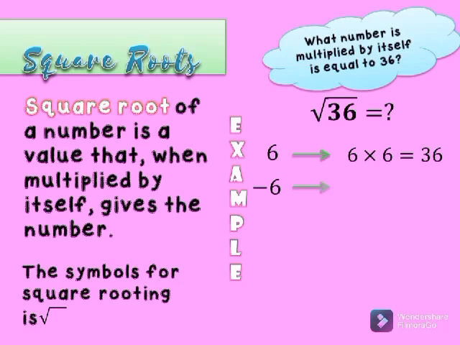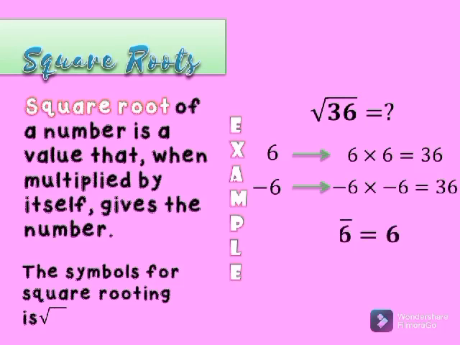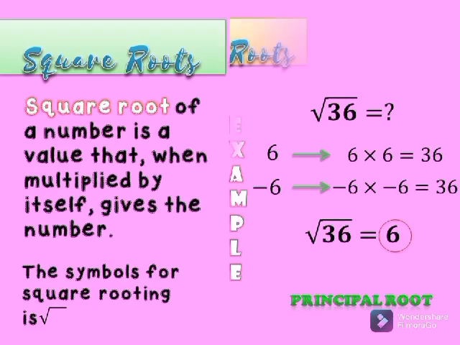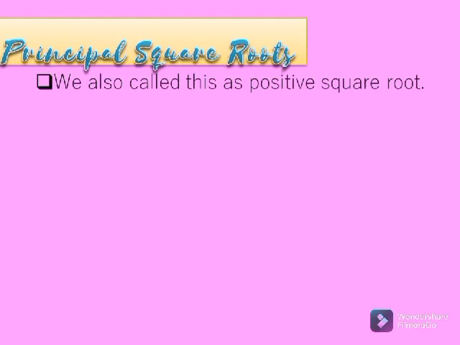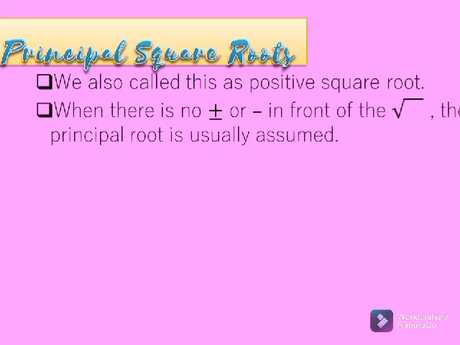-6 also, since -6 times -6 is equal to 36. But we will only be taking its positive square root. Therefore, the square root of 36 is equal to 6, or we call this its principal root. We also call this a positive square root. When there is no positive or negative sign in front of the radical, the principal root is usually assumed.